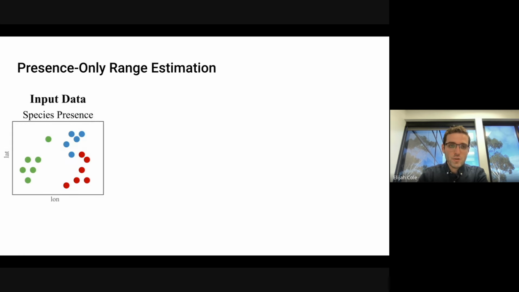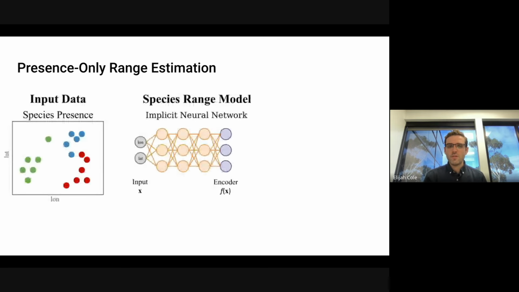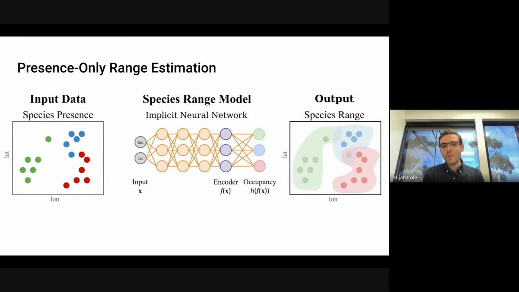And so starting from this training data from iNaturalist, each color here represents a different species, and so you have these presence occurrences for different species. What we do is we've trained an implicit neural network that takes in longitude and latitude and predicts a latent representation for that location. And then we have a multi-label classifier on top of that that predicts the presence or absence for each individual species. There's 50,000 different classification heads. And at the end, by sweeping longitude and latitude over the Earth's surface, you can produce these species range maps for each species that you've trained on.